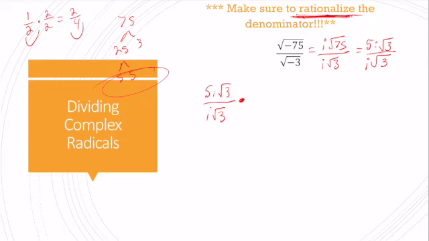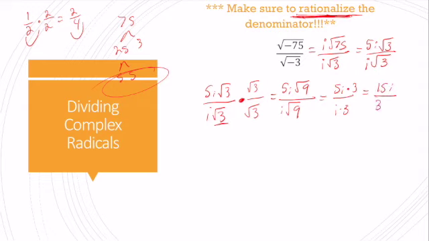In this case, I want to multiply by something that's going to cancel out the square root of 3. So I'm going to multiply by the square root of 3 over the square root of 3. That gives me 5i square root of 9 over i square root of 9, which gives me 5i times 3 over i times 3. So I have 15i over 3i. And then I can simplify. The i's are going to cancel. 15 divided by 3 is 5. So this is our final answer, 5.